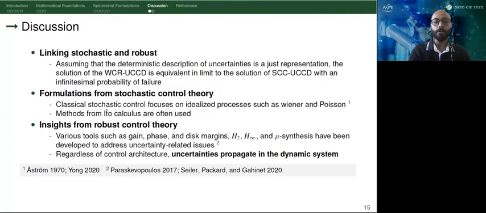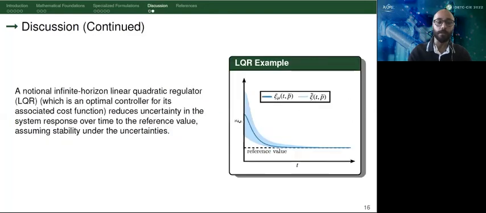In addition, there are some insights from stochastic control theory and robust control theory. The stochastic control theory traditionally focuses on idealized processes such as Wiener and Poisson. And in that sense, methods from Ito calculus are generally used. In terms of robust control theory, there is a multitude of methods that have been used to deal with uncertainties. And a lot of those methods encourage the use of closed loop formulations. However, regardless of the control structure, uncertainties propagate into the dynamic system, and it is important for us to be able to capture their impact through the formulations that we introduce in this presentation.